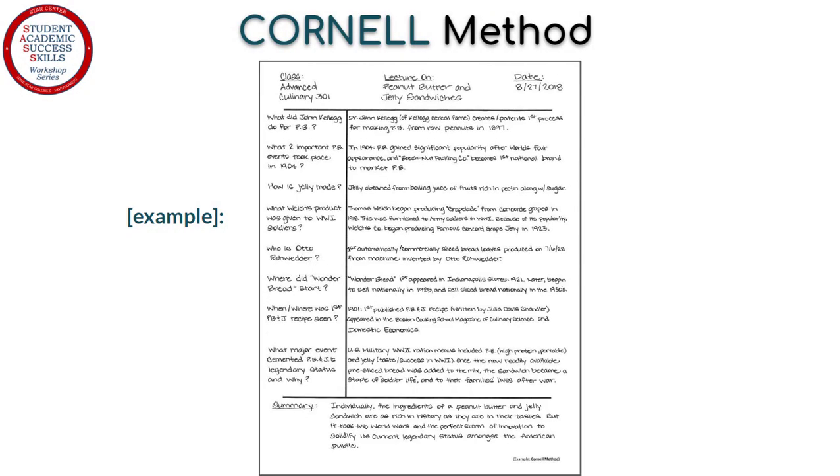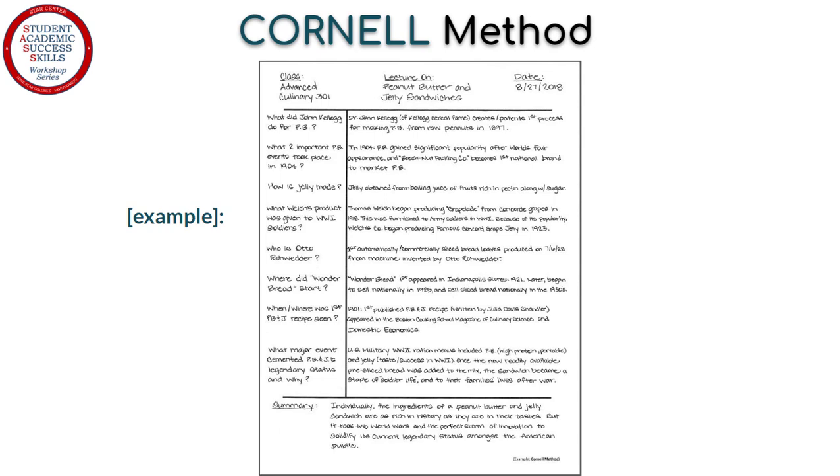Here is a great example of someone taking notes using the Cornell method of the same exact lecture we saw earlier of peanut butter and jelly sandwiches. As you can see, the person taking these notes utilized the 4 different sections of the Cornell method. They drew first an off-center or offset line on the page, dividing the paper into these sections. Section 1, of course, is across the top, the title section, showing that this lecture was from an Advanced Culinary 301 class. They wrote what the lecture was about, peanut butter and jelly sandwiches, and the date of the lecture.